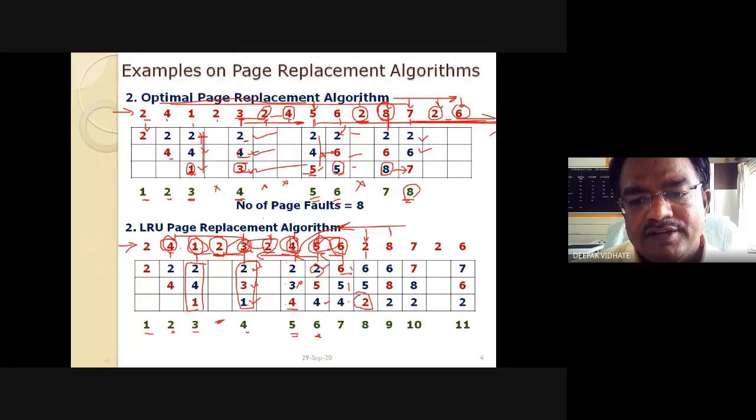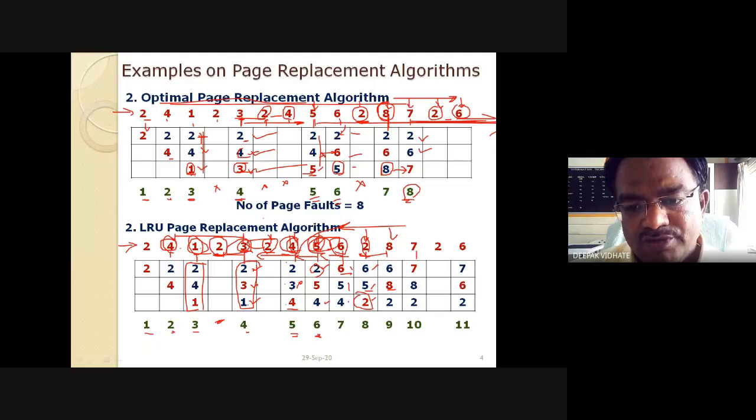Right? So then for 8, compare between 6, 5 and 2. 2 is nearer to 8, so there is no question about 2. Then 6 is again closer to 8. Then 5. 5 is at a long distance, or in the past it was not used for a longer duration of time. That's why 5 is replaced with 8.